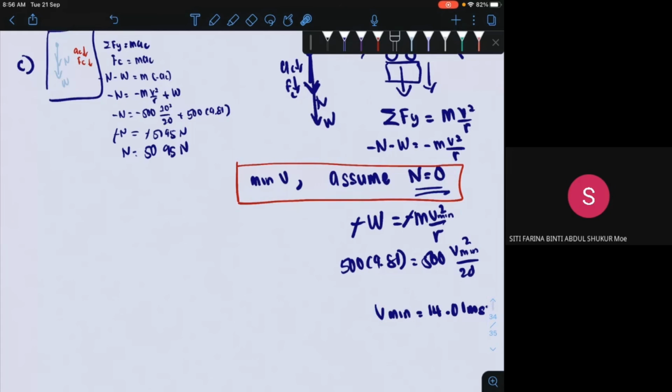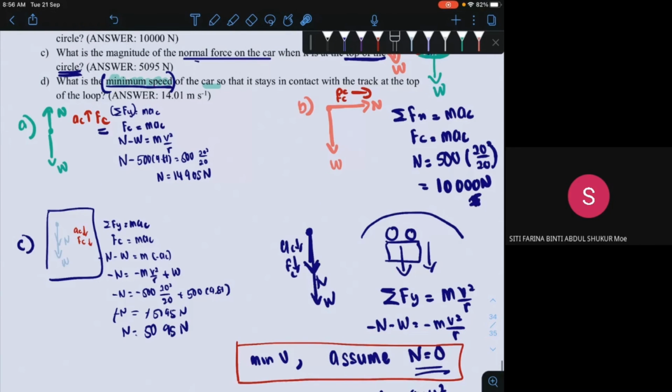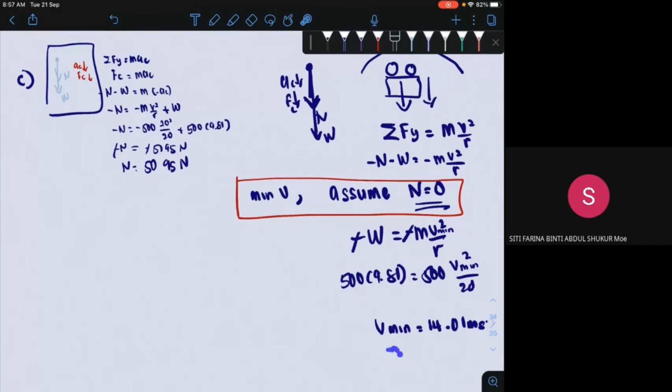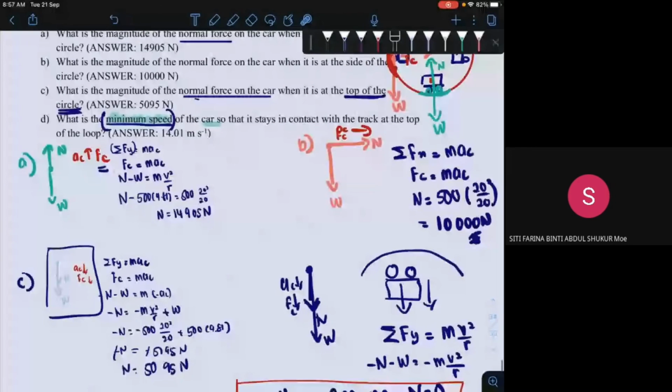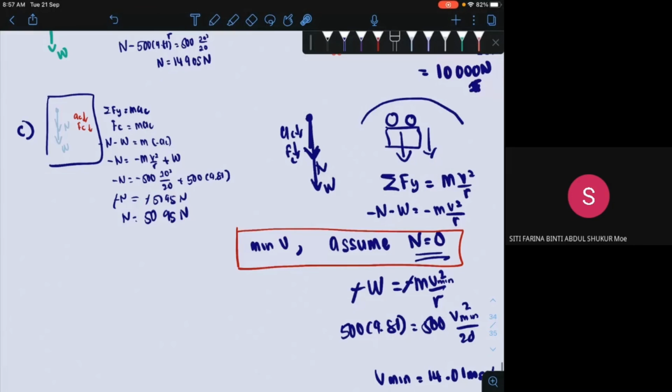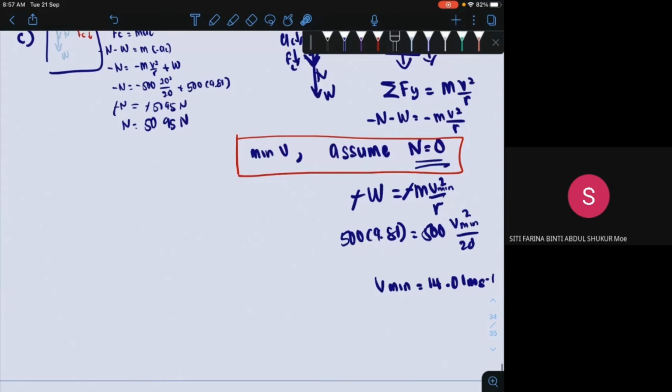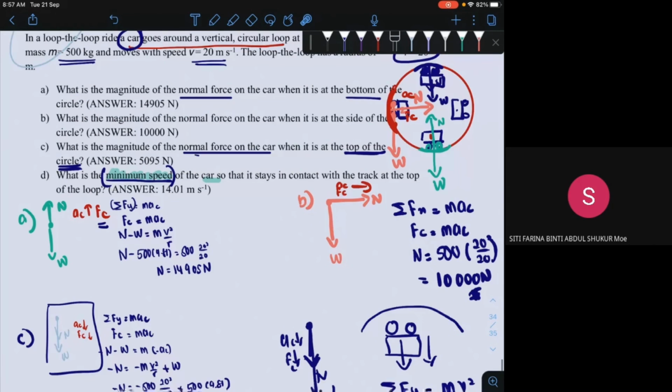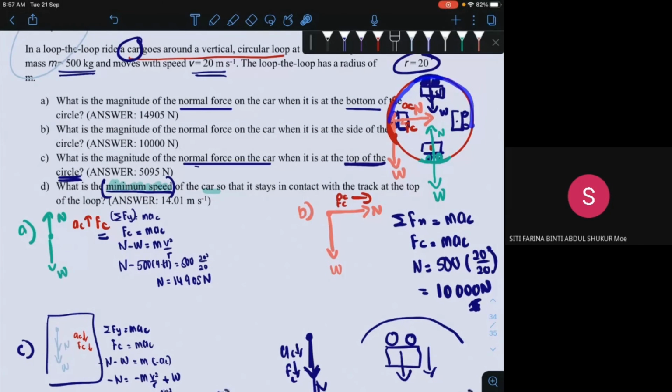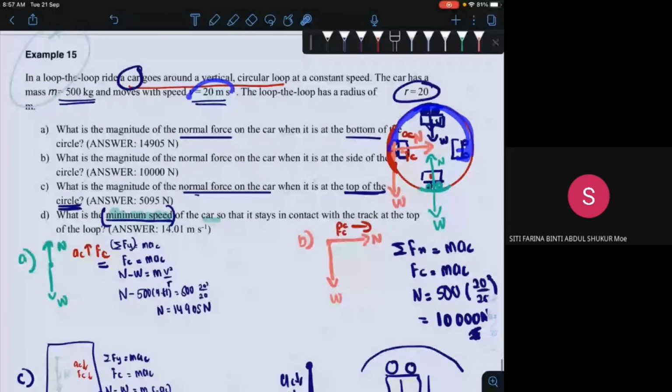Faham? So for you to stay in contact with the track, ini adalah kelajuan paling minimum. Maksudnya you cannot use any speed less than that. Bila awak guna speed yang less than that, confirm kereta kamu dah terbabas, dah terjatuh, dia not in contact. Okay, so untuk fahamkan situasi ini adalah, kereta yang tengah melalui loop the loop dekat sini, it has to have velocity greater than 14 meter per second ini. Baru dia boleh successfully turn dekat sini. Okay, baru dia boleh successfully turn. As you can see dalam soalan pun dia guna 20 meter per second.